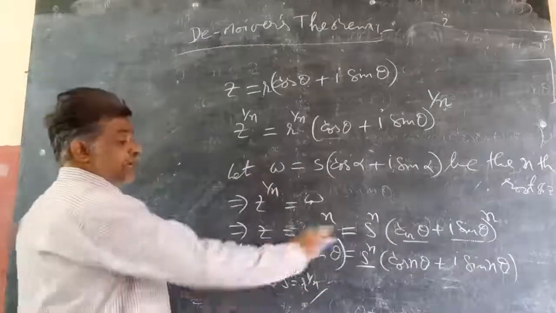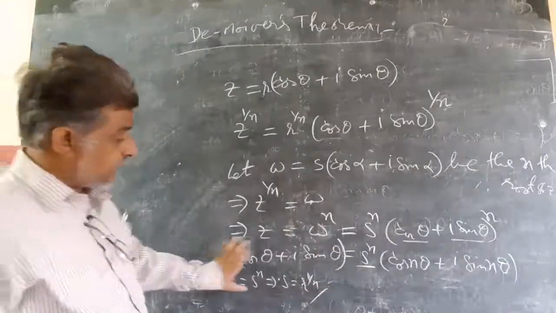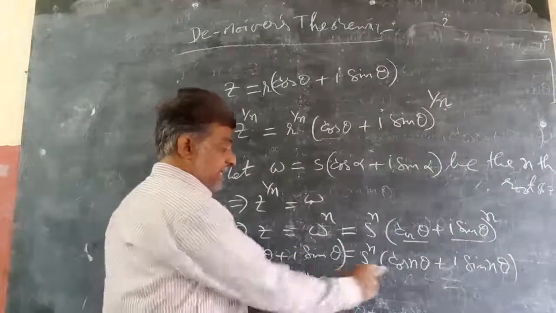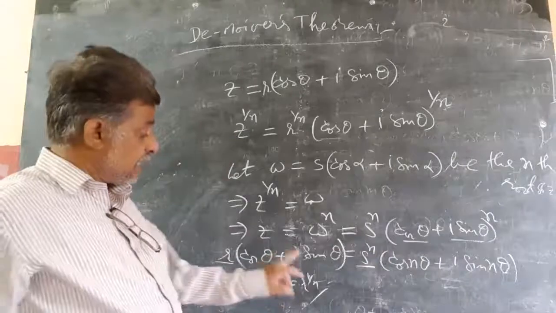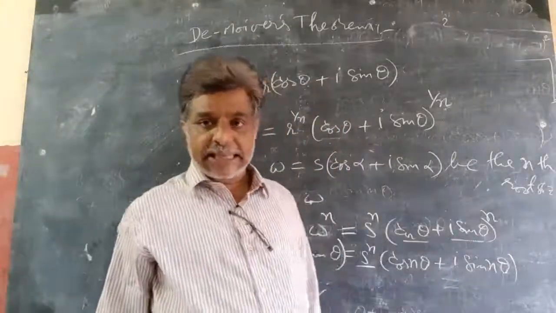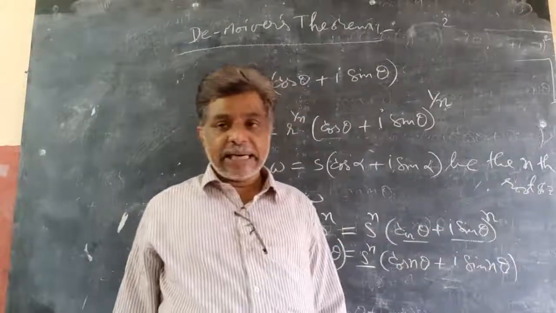Now I need to compare the theta form. So this is 1, this is 1. Now comparing like terms on both sides, what do I get? Cos theta equal to cos n theta, sin theta equal to sin n theta.